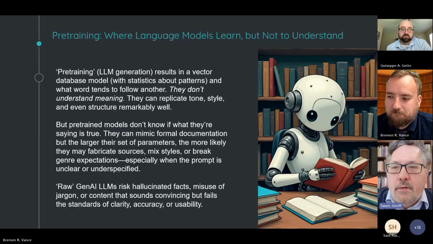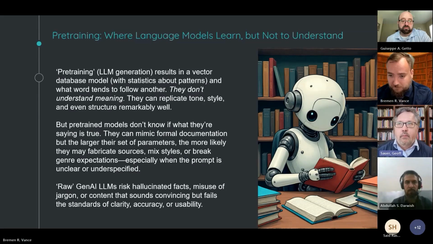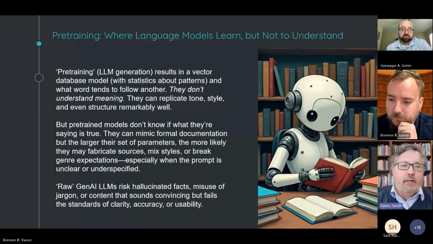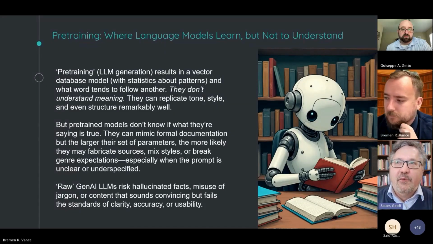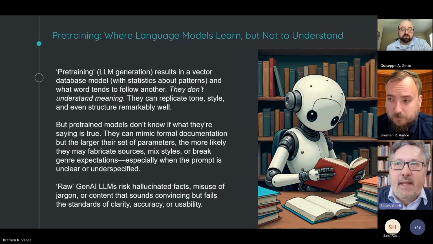So it's important to understand that because that explains why they fabricate sources or mix styles or break genre expectations occasionally, especially when the LLM is larger. A lot of the talks we've heard so far today have talked about some of the advantages of the large LLMs, and there are some real advantages to those. I spoke in my keynote about some advantages to the really small ones, which I think also hold up. But it's important to understand that the pre-training is what decides in many ways how big the data set is going to be that generates inside these pieces.